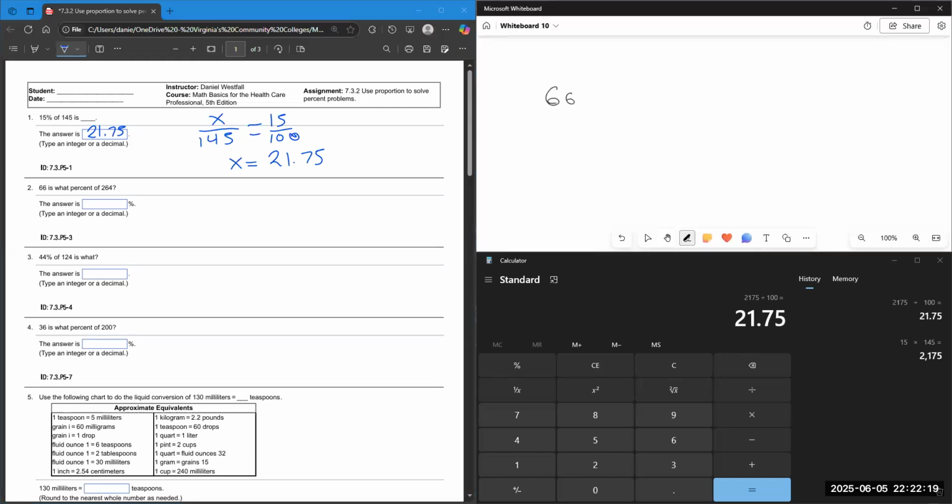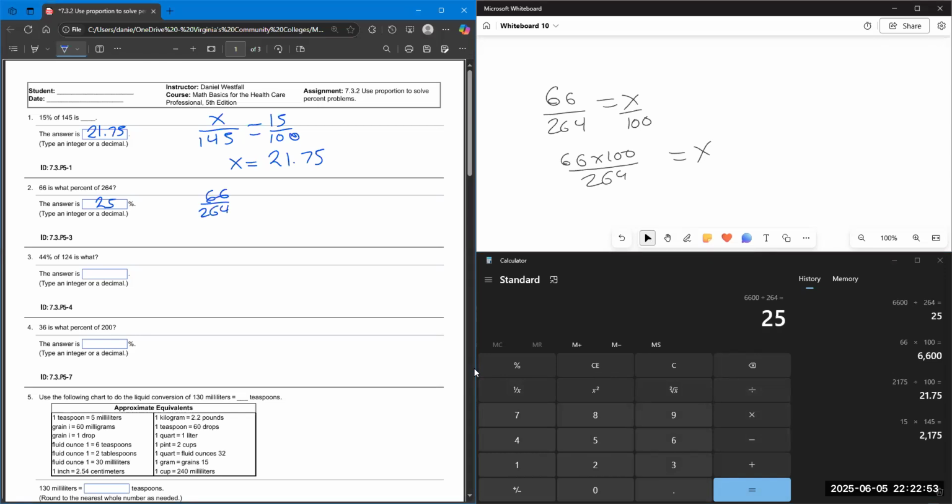66 is what percent of 264? So 66 times 100 over 264 is 25. 66 over 264 equals x over 100.